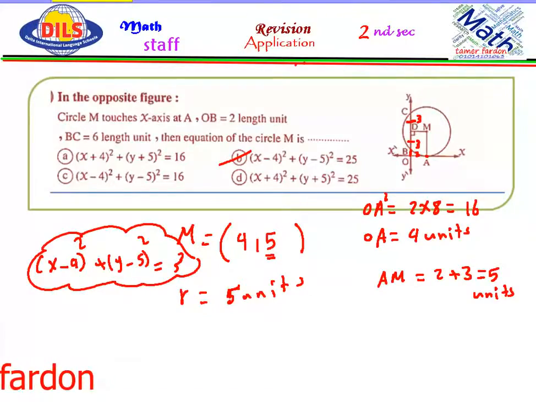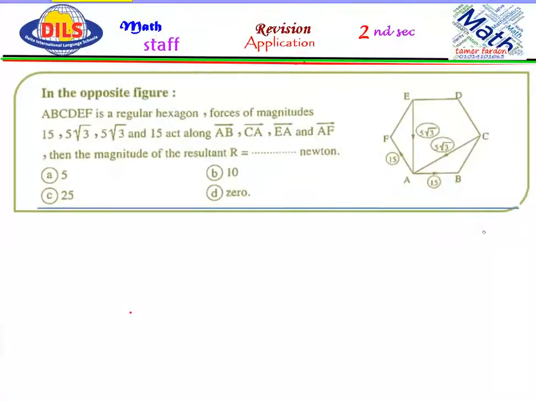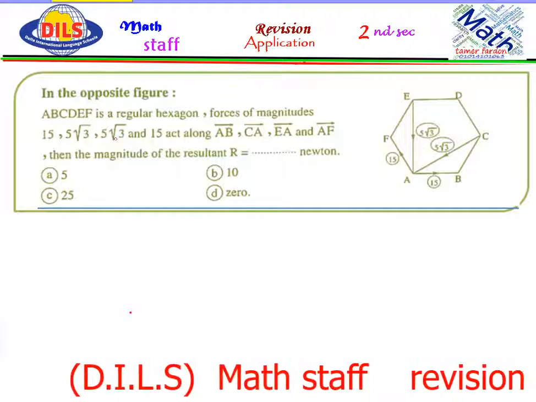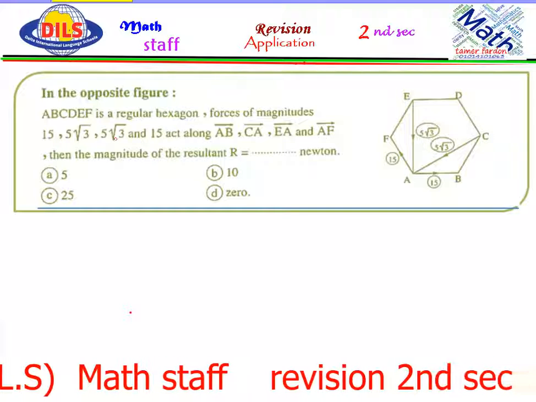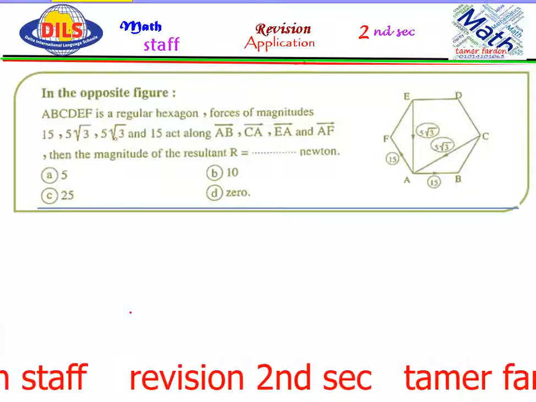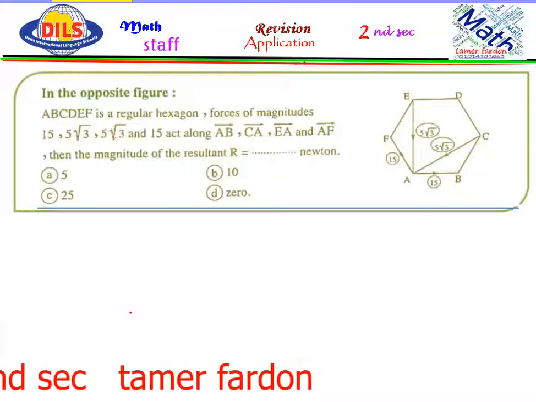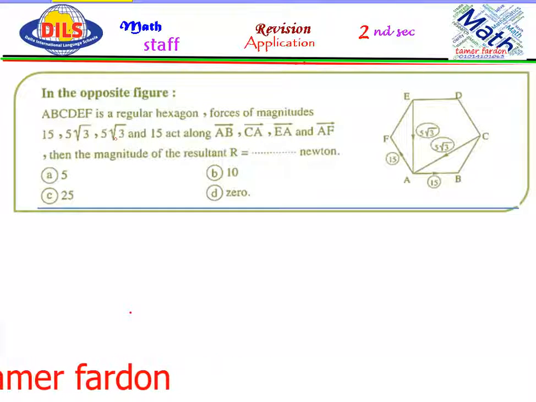Another exercise. In the opposite figure, ABCDEF is a regular hexagon. Forces of magnitude 15, 5 root 3, 5 root 3, and 15 act along AB, CA, EA, and AF. Then the magnitude of the resultant R equals what newton?